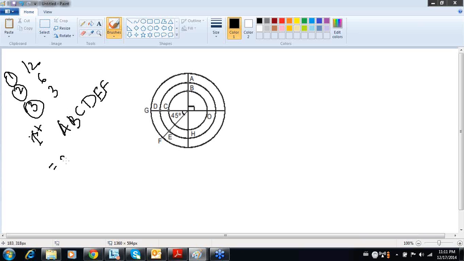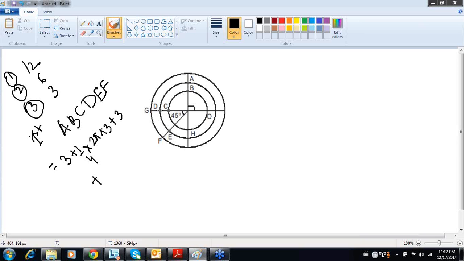AB will be what? 3 plus, now BC will be what? 1 by 4 of the circumference. So 2 pi into 3 plus CD will be what? CD will again be 3. Okay, plus DE will be what?